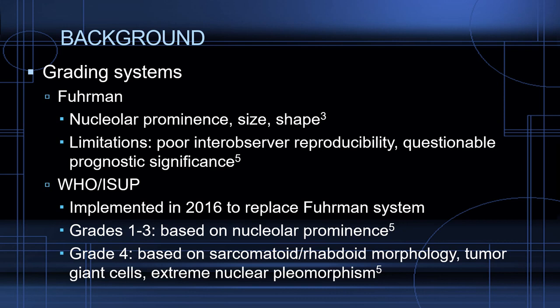Limitations of the Furman system included poor inter-observer reproducibility and questionable prognostic significance. Therefore, in 2016, the Furman grading system was replaced by the WHO ISUP system to address these limitations.